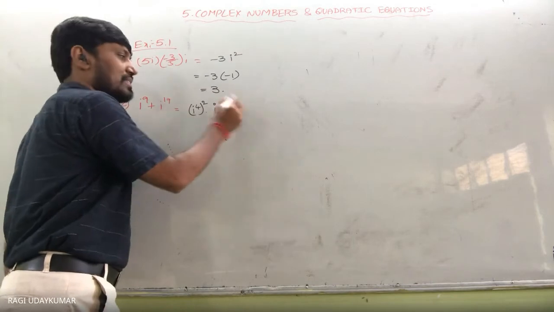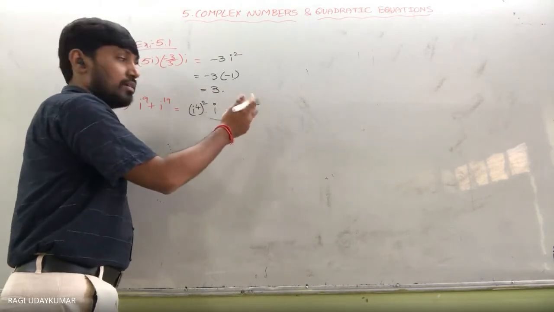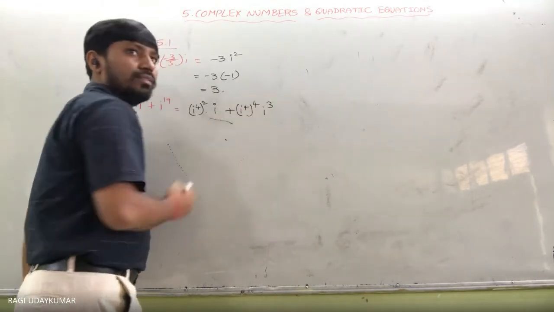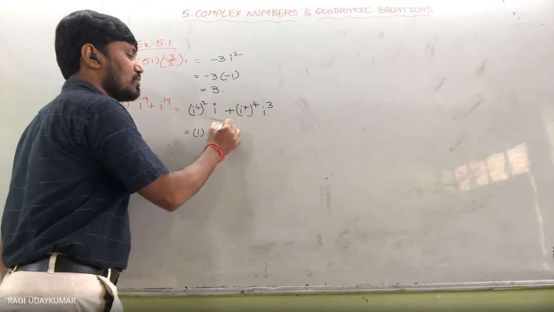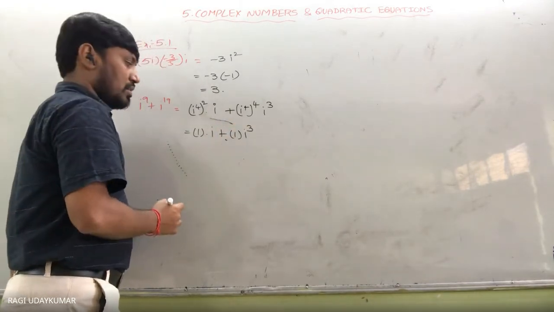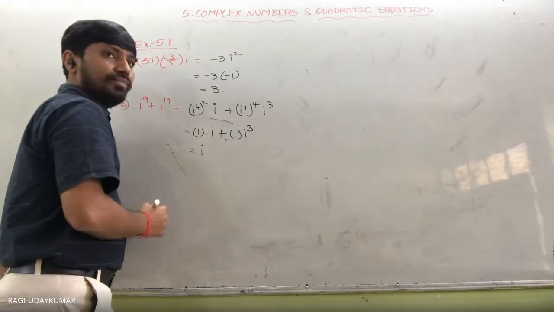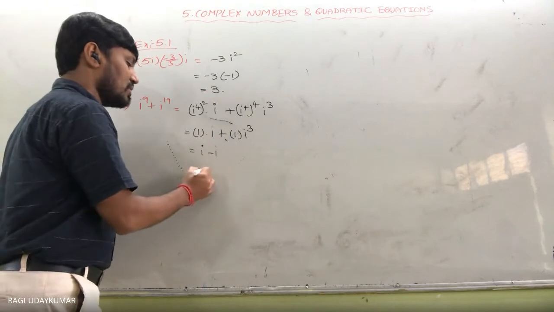प्लस इधर भी, in the same way, i power 4 whole power 4, 16 हो गया, i cube. So which is equals to here this is 1 into i, this is 1 into i cube. So what do you get here? i cube value क्या है? -1. This is equals to 0.